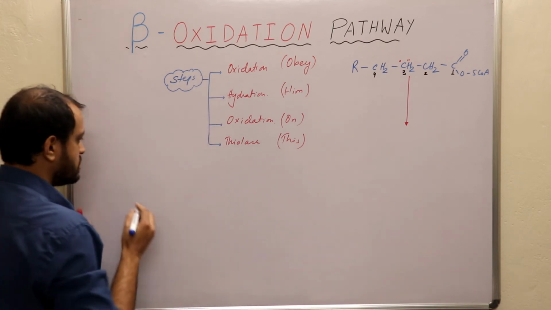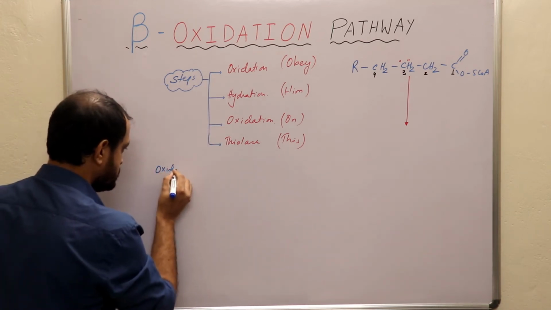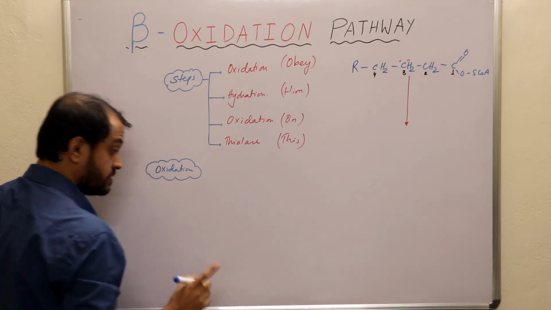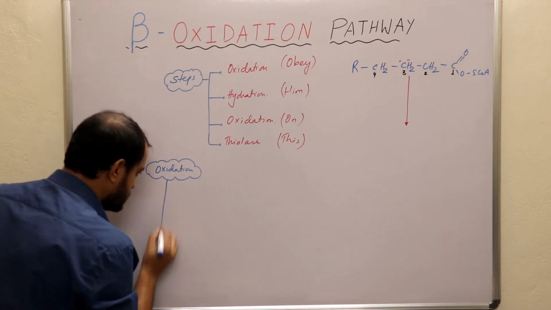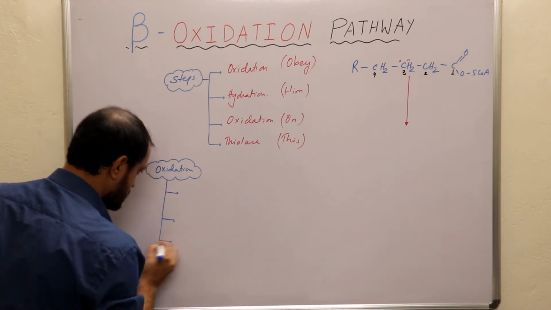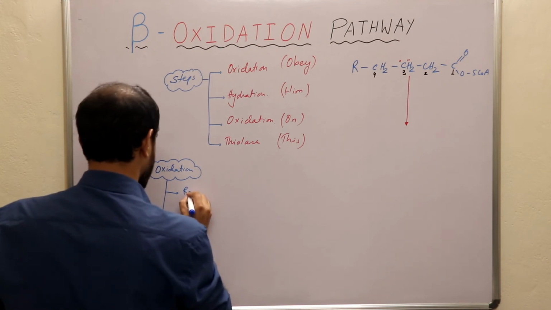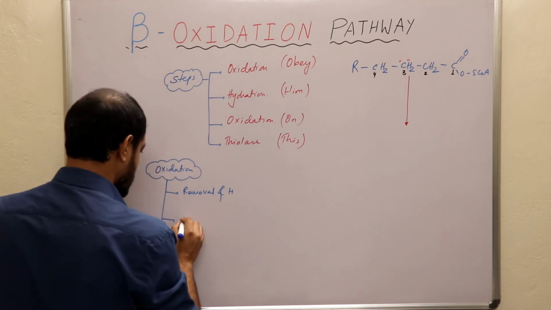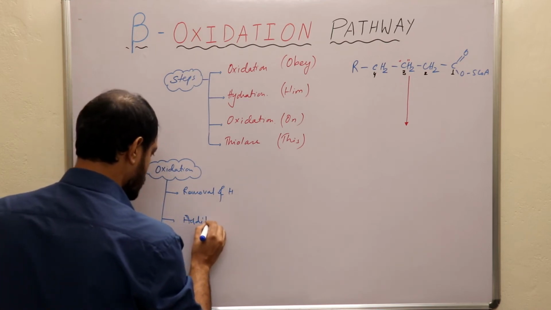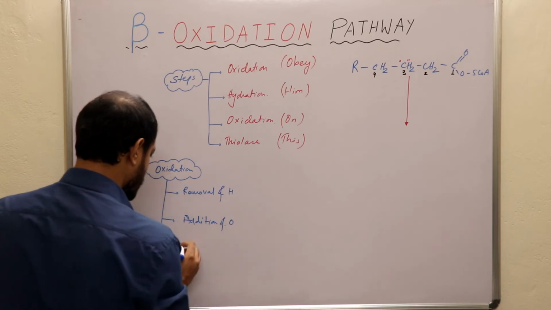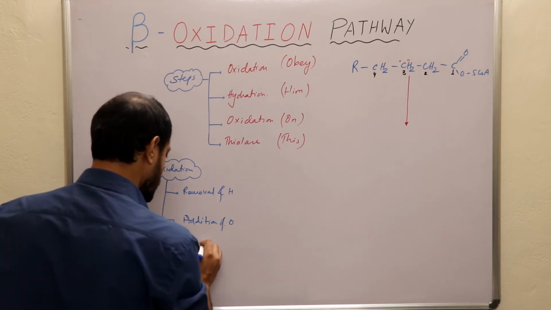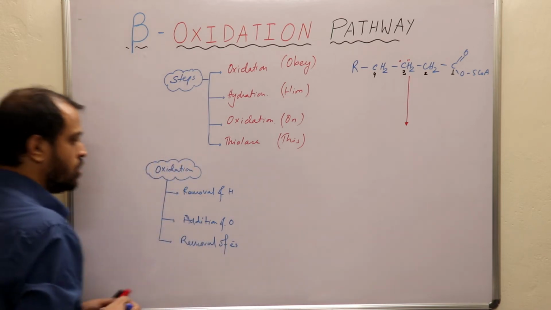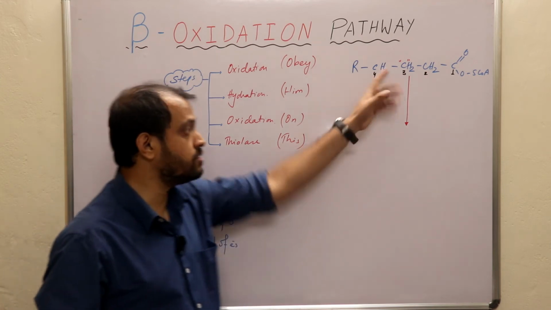Before that, you need to understand what is oxidation. Go back to molecular biology videos, go back to organic chemistry videos, you will understand what is oxidation. There are basically 3 definitions of oxidation. That is removal of hydrogen, addition of oxygen, and removal of electrons. Right? Now listen. What we will have to do here is remove hydrogen.